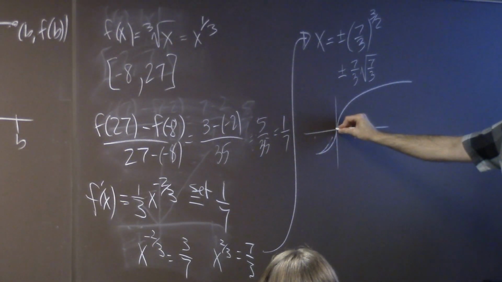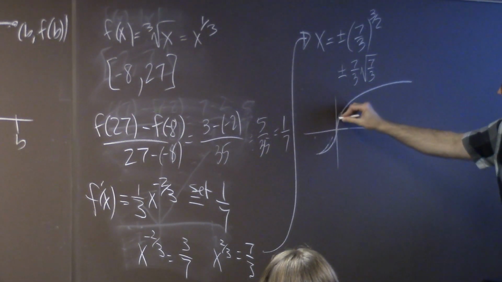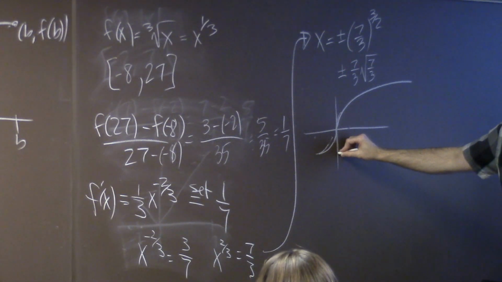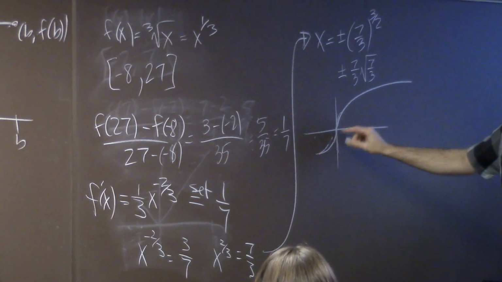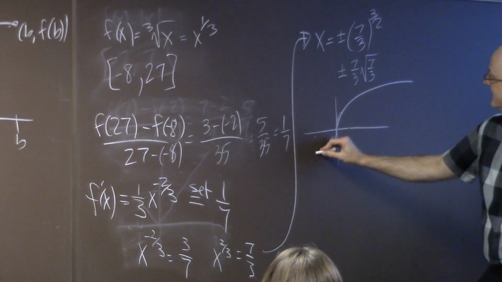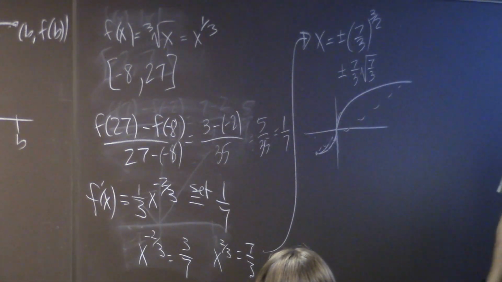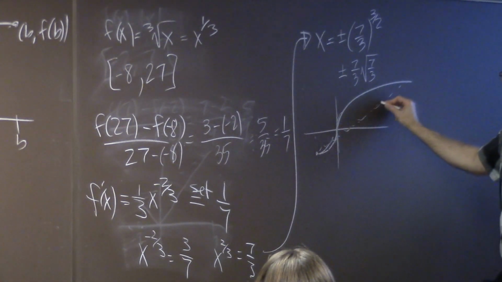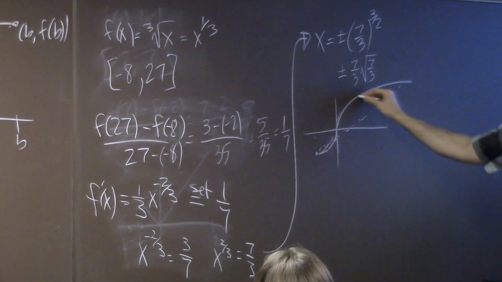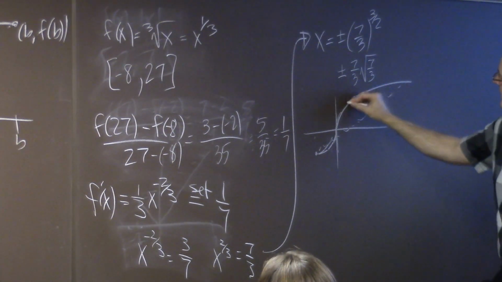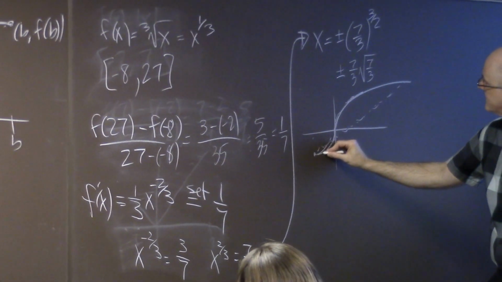Remember, the cube root function I said last time fails to be differentiable at 0. We have an infinite tangent there. I should say a vertical tangent. Undefined slope, really. It fails to be differentiable at 0, but there are points where the slope of the tangent equals the slope of the secant. Right about here and right about there.